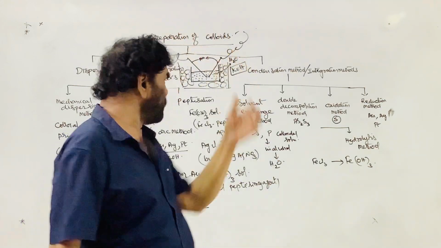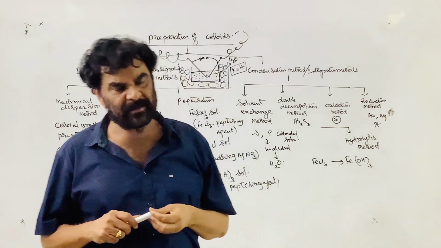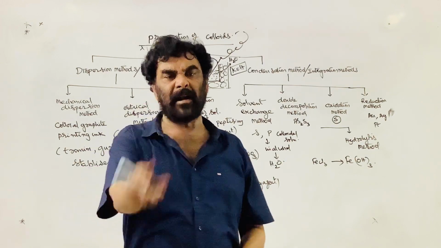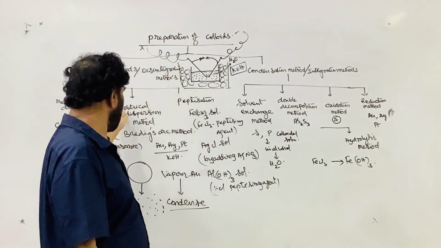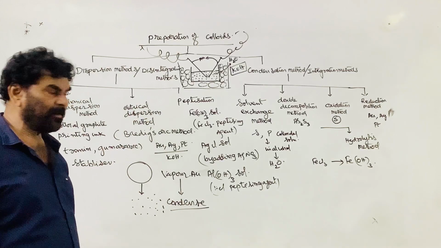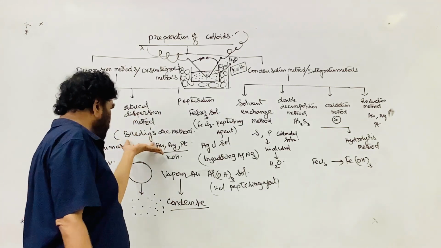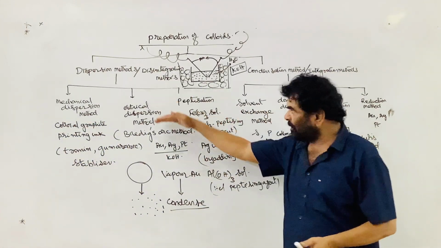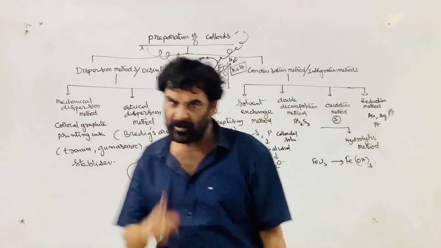So this is Bredig's arc method. By creating an arc between metal plates or metal rods, we are preparing the metal sols. This is called the arc method, or the electrical dispersion method, because we are using electric current. Bredig proposed this technique, so it is also called Bredig's arc method. This is the second dispersion method of preparation of colloidal solution.